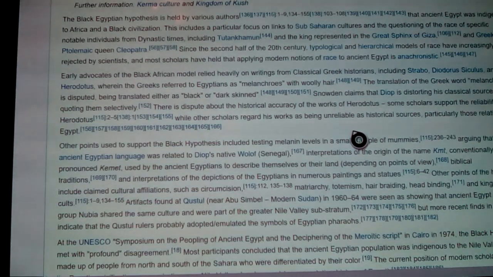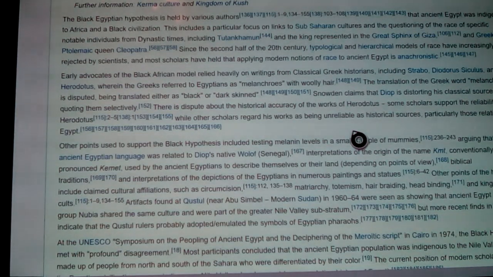Early advocates of the black African model relied heavily on writings from classical Greek historians including Strabo, Diodorus Siculus, and Herodotus, wherein the Greeks referred to Egyptians as melanchroes with woolly hair in some translations, but melanchroes just actually means somebody that's a little bit darker than what they are, and they're running around pale as hell, as if you looked. And so it doesn't necessarily mean that. And woolly hair can be transposed as being flaxen or being like combed out wool, like the Sumerians used to wear the wool pantaloons and things that they had on them. And so none of this could be construed as Negroid nap or Bantu knots in any way, shape, or form, even if you went that way with it.